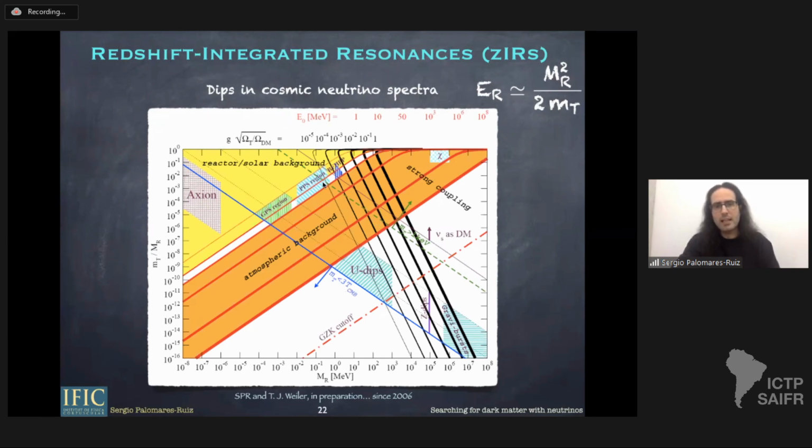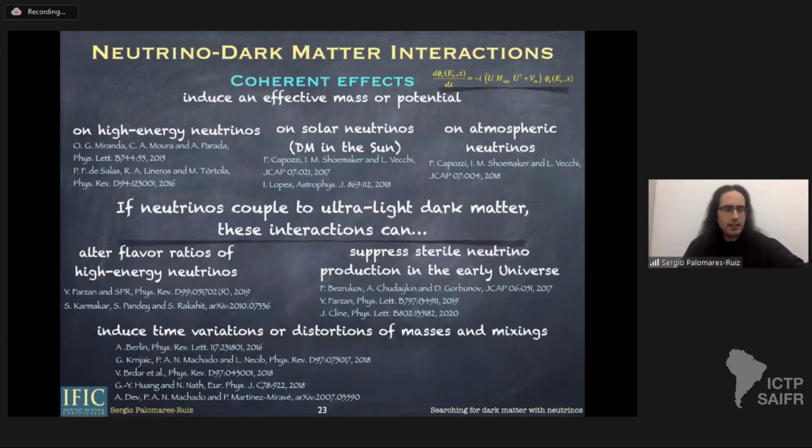You see the black lines here. These are the coupling. If the region of the parameter space is just to the left of the black line for a given coupling, then that model would very likely produce an observable dip. And then we have coherent effects, and with this I will get close to finishing.